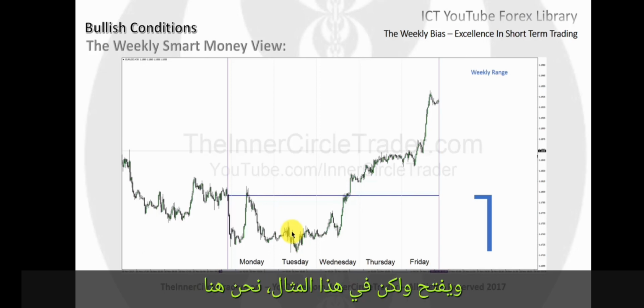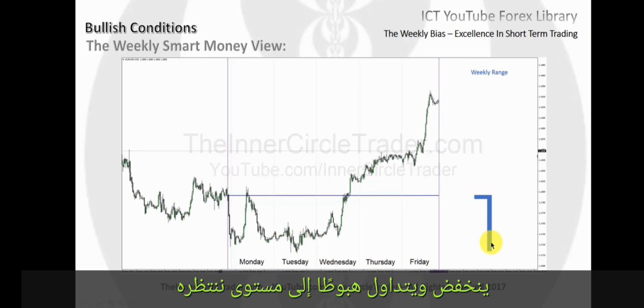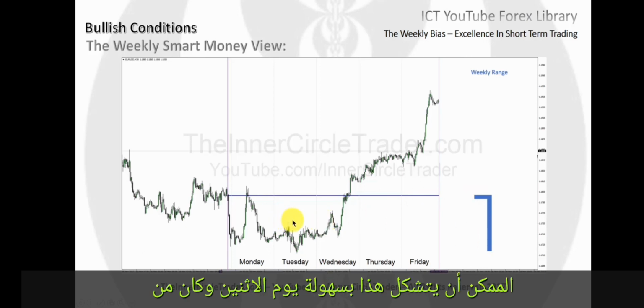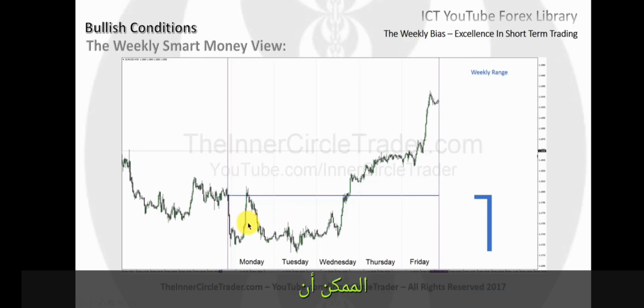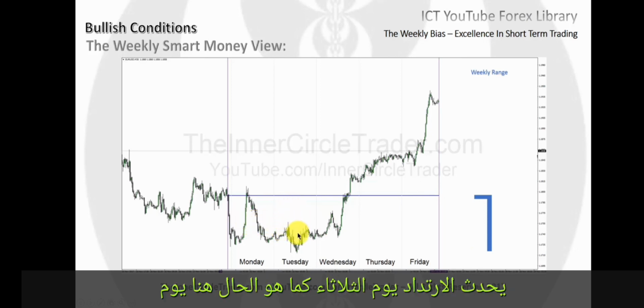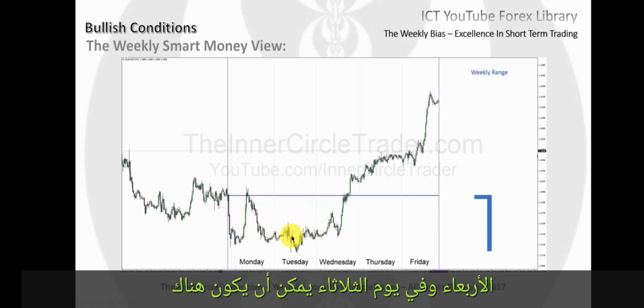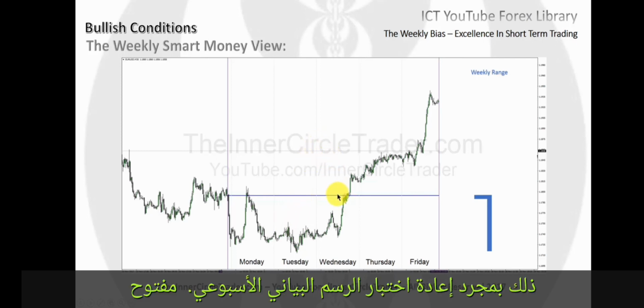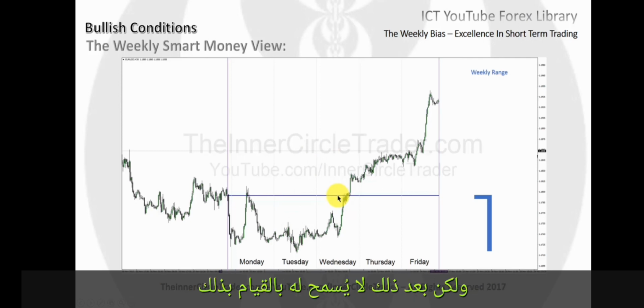But for this example here, we're bullish, and we're looking at the opening price on Sunday. We want to see it drop down. It trades down to a level. We wait for it to break a swing high. Okay, and this could have easily formed on Monday. And the retracement could have been occurring on Tuesday like it is here on Wednesday. And then Tuesday could have traded through the opening price. And we could still permit it to come back down to that Wednesday retest of the weekly open. But after that, it's not allowed to do it again.